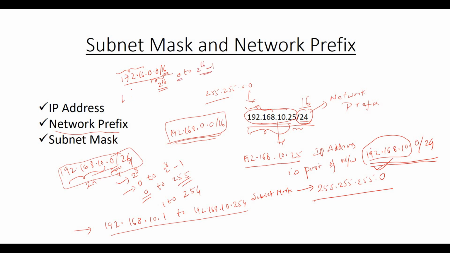So the network address will be 172.16.0.0. This is the first address, which is the network address, and the maximum address is 172.16.255.255. This is the broadcast address. So the first usable address will be 172.16.0.1, and the maximum usable address is 172.16.255.254. This way we can obtain the IP address range by using the corresponding network prefix or subnet mask.